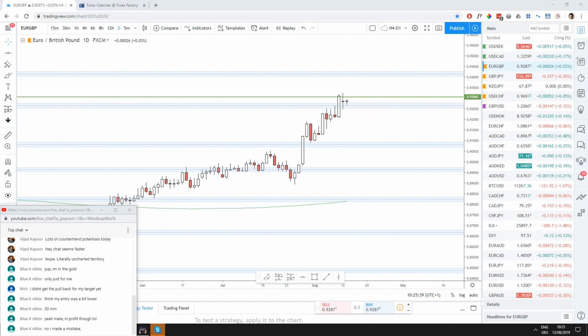Now, it could certainly keep pushing up from here. There's no doubt in my mind it could. But it could also fizzle out, which it looks like it might be doing right now. It could fizzle out and then turn around. So I'm going to be prepared for both of these eventualities, and I want to trade either direction when it happens.